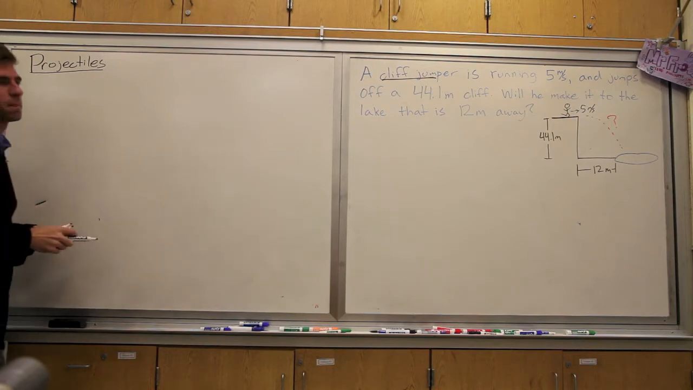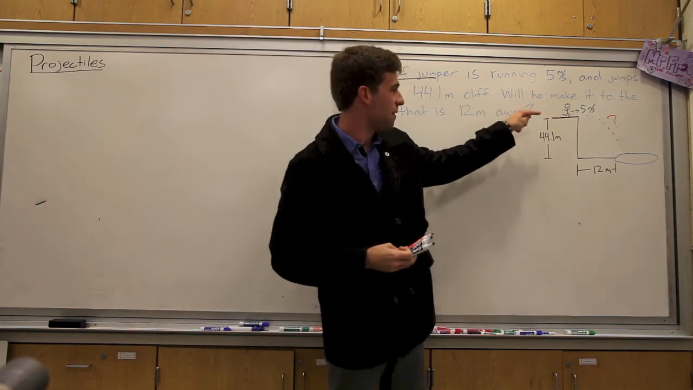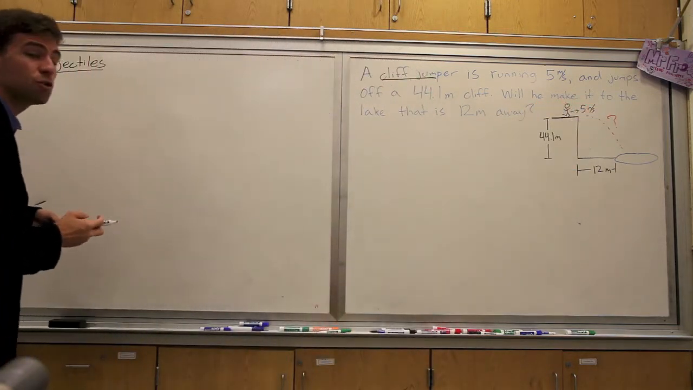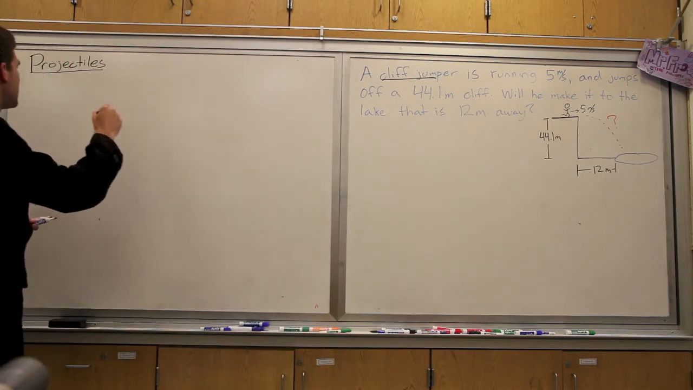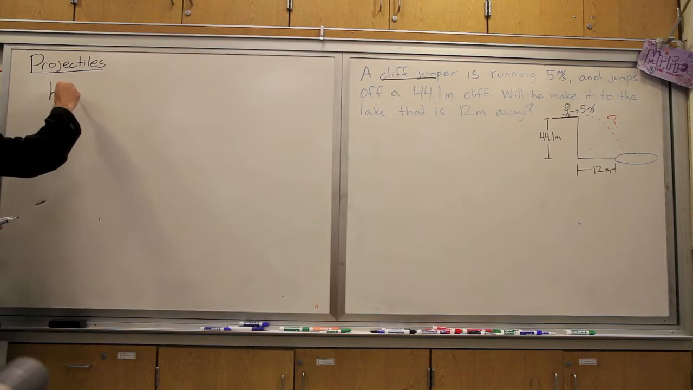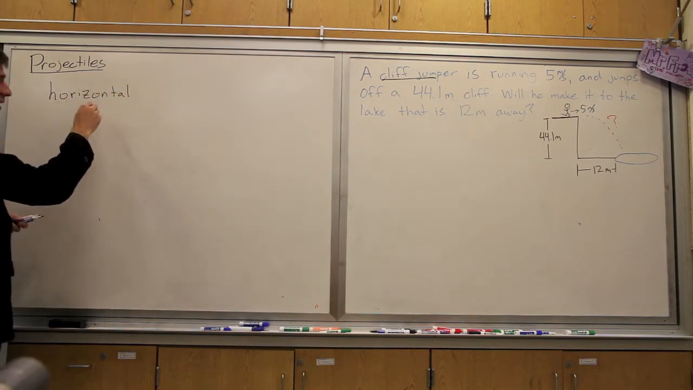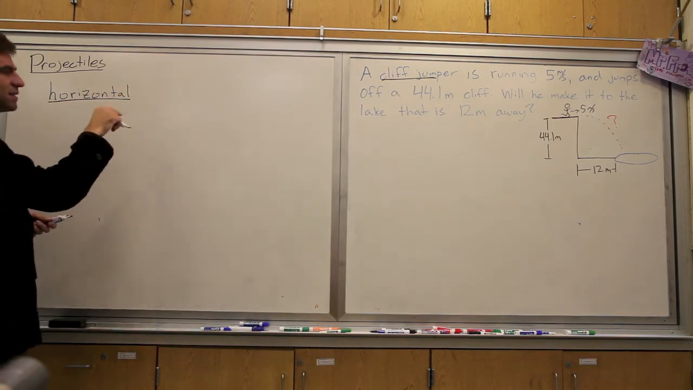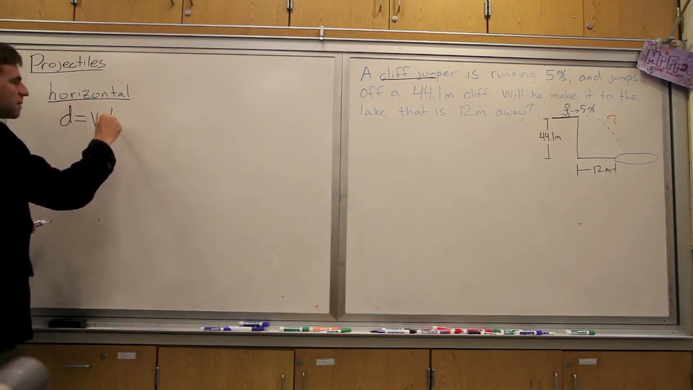Projectiles involve two different things: gravity pulling down and the speed of the runner as he jumps off the cliff. So, there's two formulas involved here. First of all, we'll talk about the speed of the runner. That's horizontal. How far he will make it is all determined by horizontal. The formula for any horizontal motion and distance is d equals velocity times time.